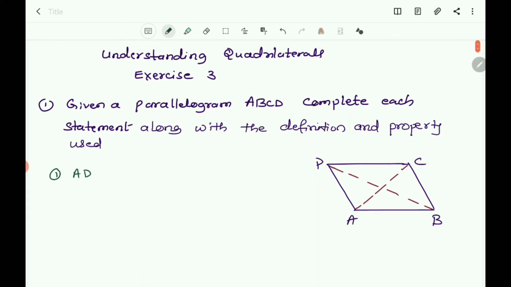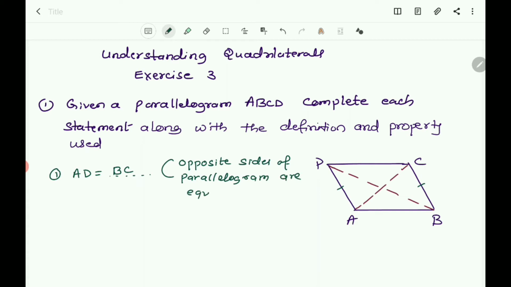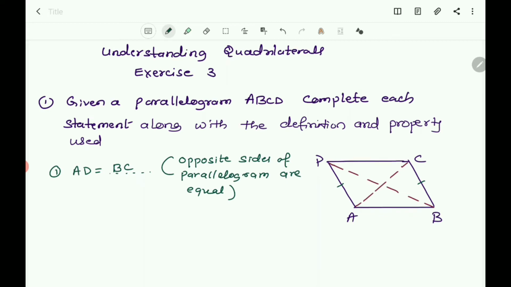AD is equals to dash. You know that AD is equals to BC because opposite sides of parallelogram are equal. So you take AD is equals to BC. Reason: opposite sides of parallelogram are equal. That is the reason here. That is the property used.